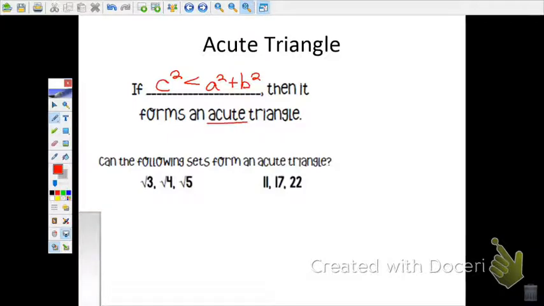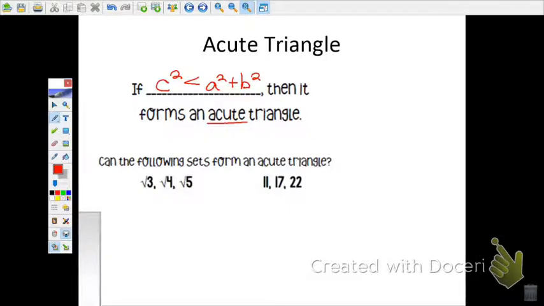So if the c squared is less than the a squared plus b squared, then it forms that acute triangle. So when I'm thinking about acute and obtuse, acute is the smaller, obtuse means we have that greater than 90 angle. Acute is smaller. And that's why we think of the less than, which only is going to match acute if you have your c squared on the left. So we're always going to put our c squared on the left. Then that less than makes sense that it's going to be with acute.